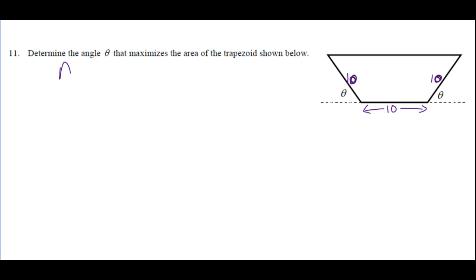Okay, so area of a trapezoid is 1/2 of a plus b times h, where a and b are the lengths of the parallel sides, and h is the distance between them. Okay, so you know that, right? So this would be A, this would be B, this is B, and this is H. Now H is 10 sine theta, right? Sine theta is opposite over hypotenuse, so sine theta is H over 10, so H is equal to 10 sine theta.